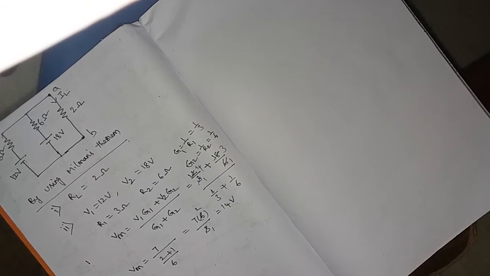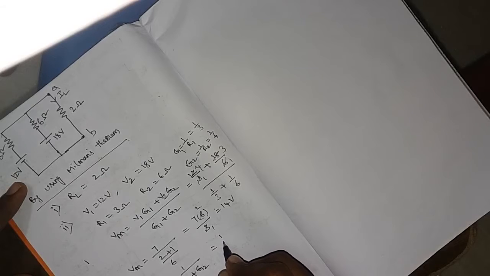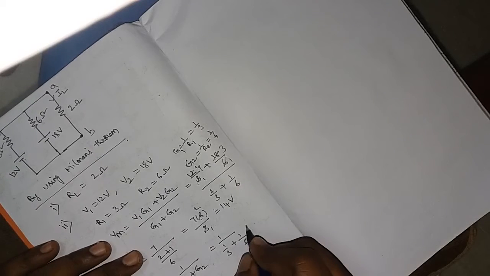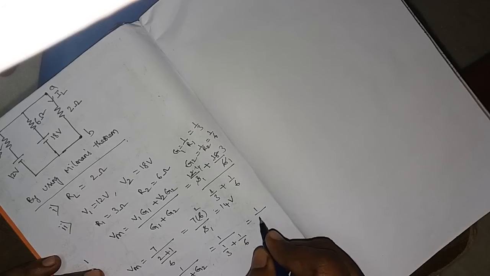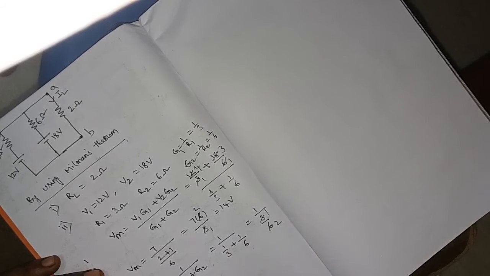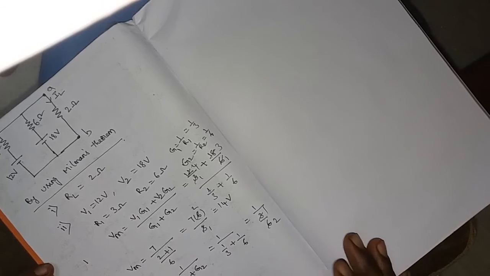Okay. Now what is the third step? The third step is we need to find the value of Rm. Rm is equal to 1 by (G1 plus G2). G1 is 1 by 3 plus 1 by 6. So that means here this value is 1 by 3 plus 1 by 6, which is 3 ones are 3, 3 twos are 6. Hence Rm is equal to 2 ohms. So we have the Rm value.